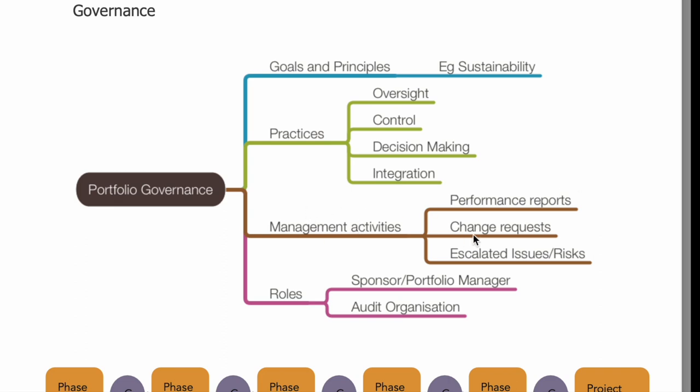The activities to help enable these practices are performance reports, change requests, and the escalation path. They may use certain other people, like the sponsor, the portfolio manager or sub-portfolio manager, who's going to help them. The quality organization is going to do audits and provide reports. Again, part of control and oversight.